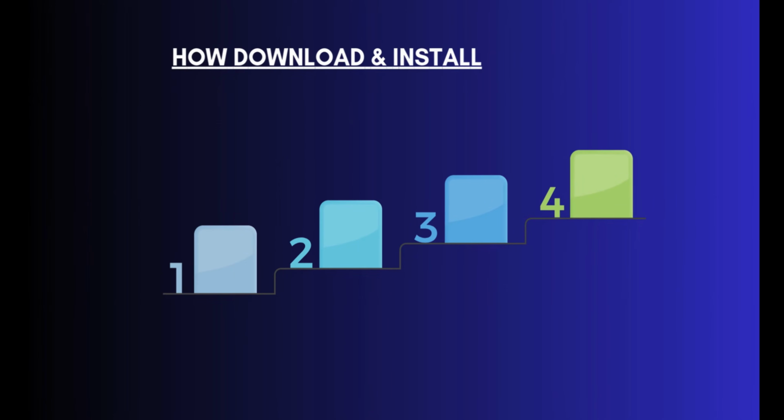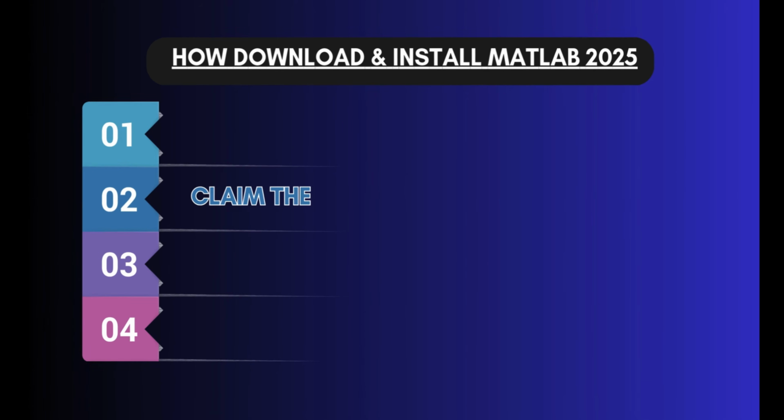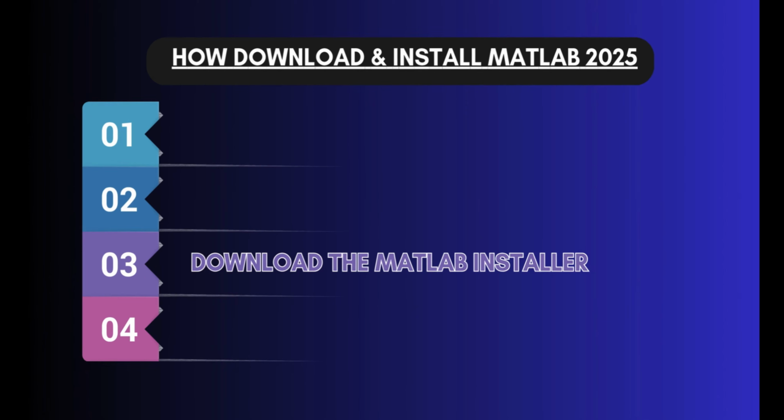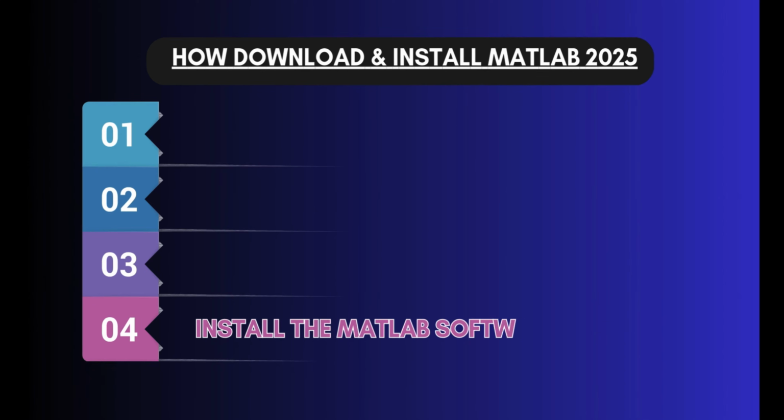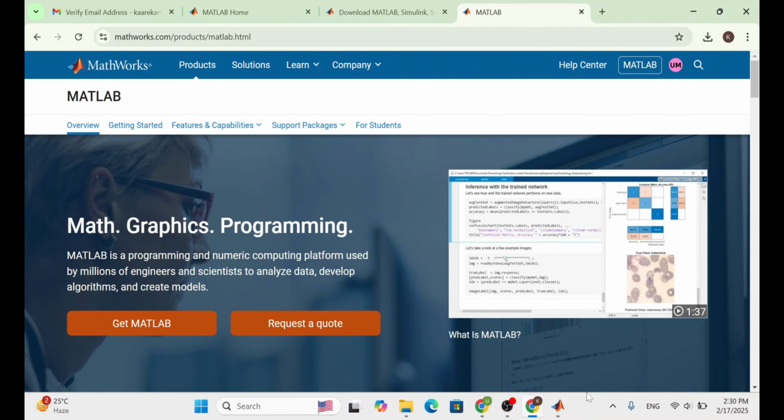This video has four steps, so it's very basic. First of all, we need to create an account on MATLAB. Second, we need to claim the trial. Third, we need to download the MATLAB installer, and in the fourth step we just run that installer, and that installer does our downloading and installing of the files.